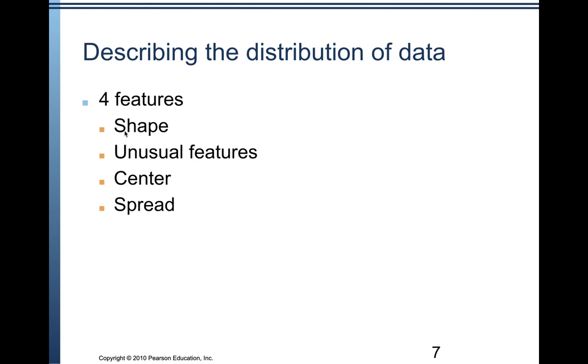The first one is called the shape, and I mentioned that earlier. Then we have something called unusual features. Then we have the center of the data, and then we have the spread of the data. And like I said, we're going to go through each of these four things individually, starting with the shape.